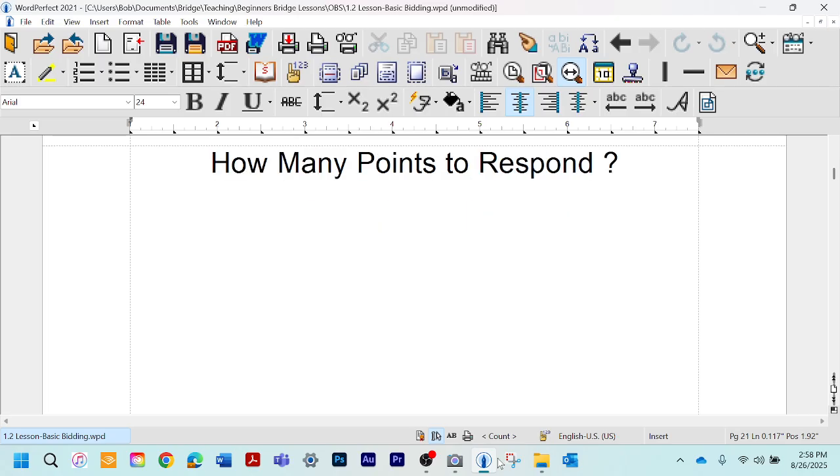Now, let's talk about responding. That would be, of course, the partner of the opener. Now, let's just say North opens, okay? And East elects not to overcall, so East passes. Then South is the partner of North, and that person has to make a decision about whether to respond or not. And you as a new player will be sitting there saying, gee, I wonder what I'm supposed to do.